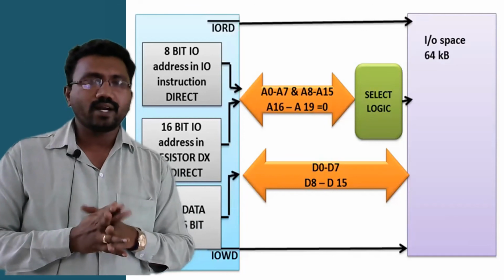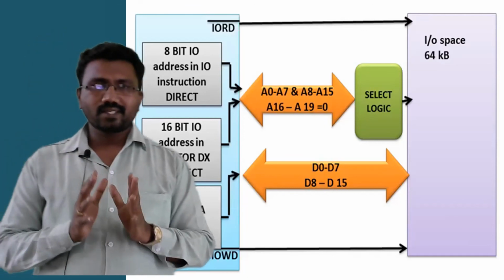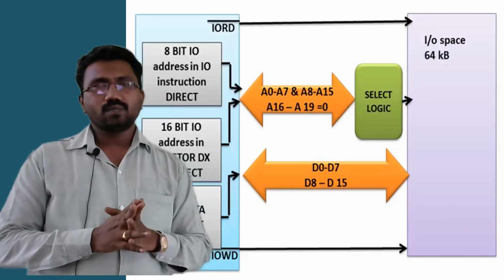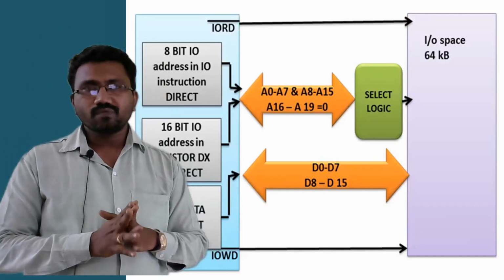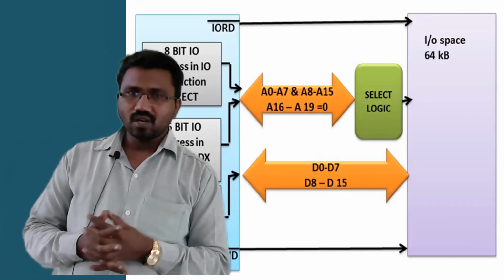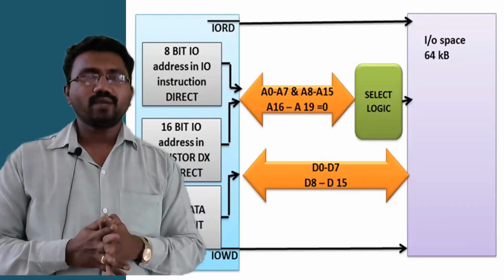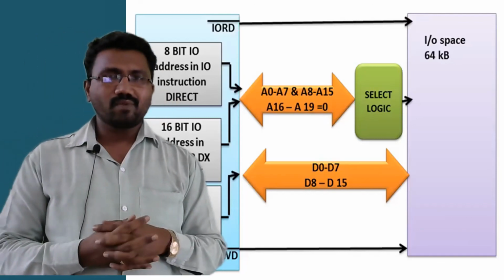This is the I/O addressing capability of the 8086. The I/O address space of the 8086 is 16-bit. The number of I/O addressable locations is 64K, which is equal to 65,536. That's about the I/O addressing capability of the 8086.